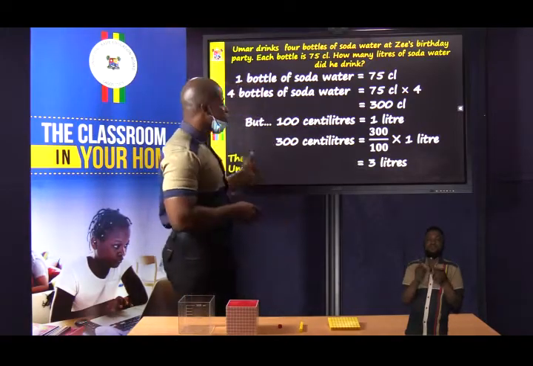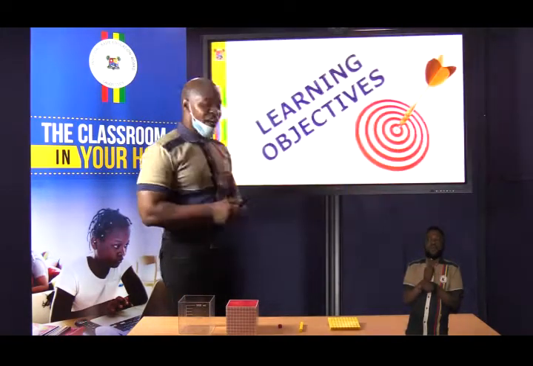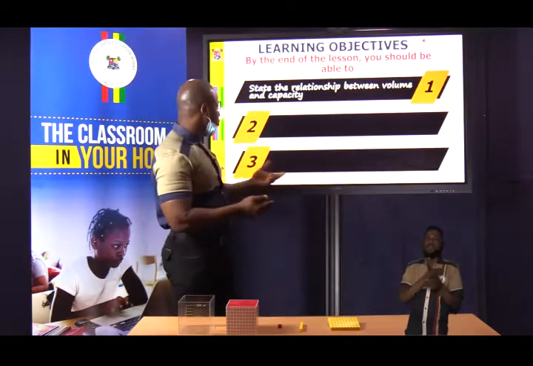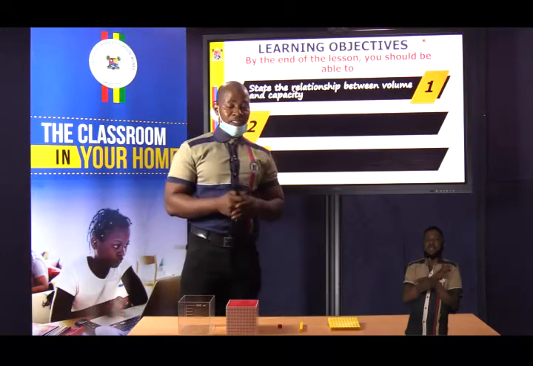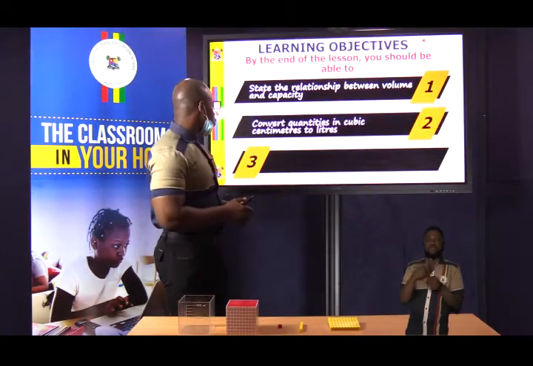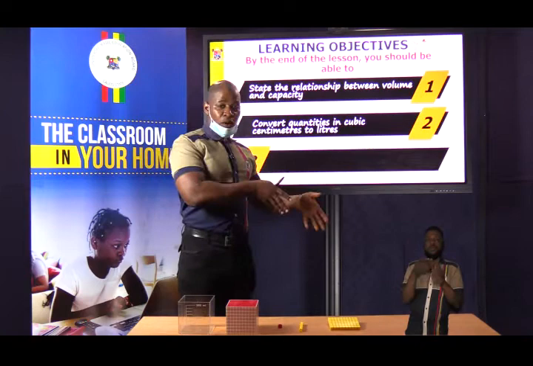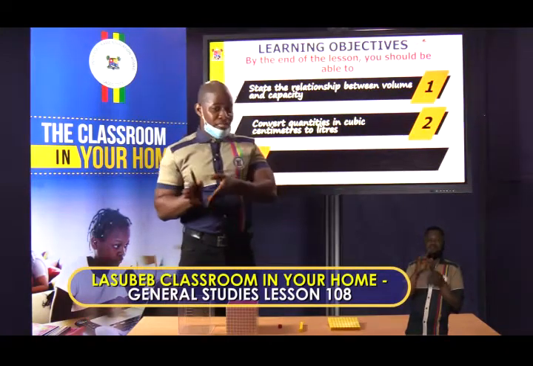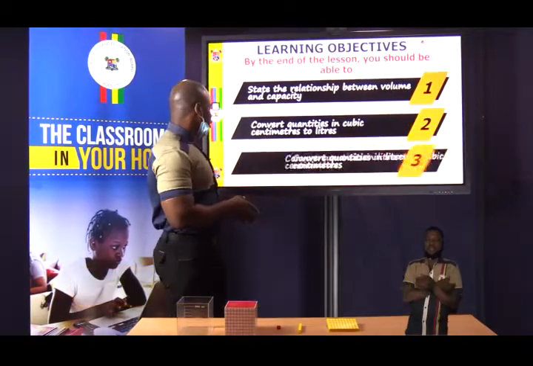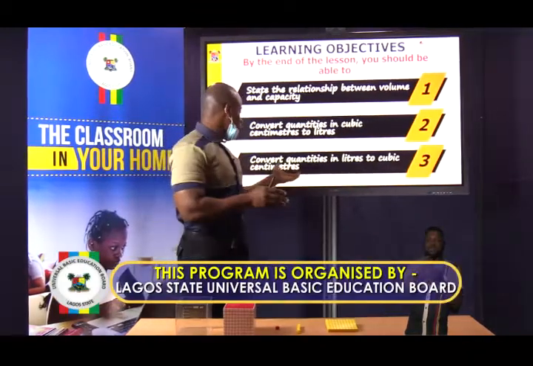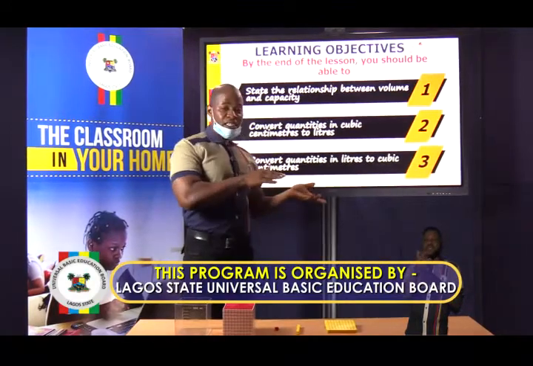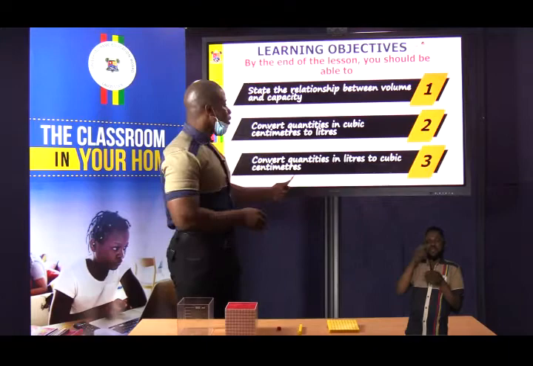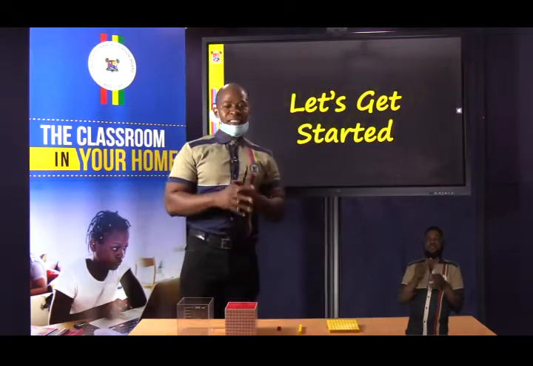Now, moving on to today's work. What are the learning objectives? By the end of the lesson, you should be able to appreciate the relationship between the volume and the capacity of solid shapes. We should be able to convert quantities from cubic centimeters, that is the volume, to liters, that is the capacity. And we should also be able to convert quantities from liters back to cubic centimeters when we know the relationship between them. Okay, so without wasting much time, let's begin.